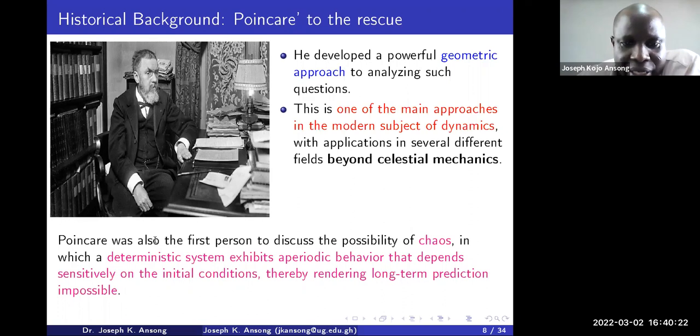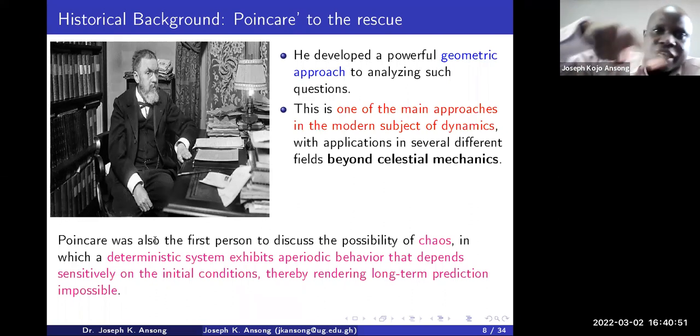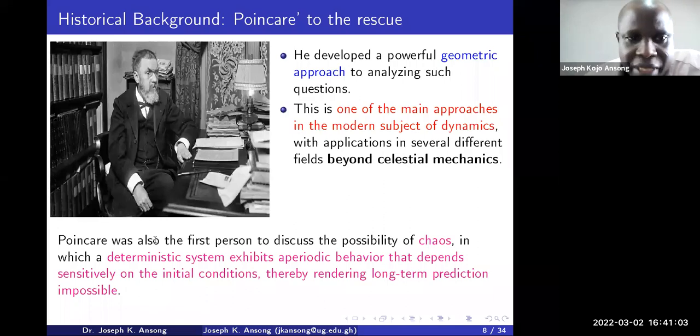And he also was the first to discuss the possibility of chaos. Chaos is a deterministic system that exhibits aperiodic behavior. In other words, you don't have things moving in circles. But they depend sensitively on the initial conditions, which means that it is very difficult to do long-time predictions. So he came up with the possibility that, instead of just having this planet orbiting circularly or periodically, you can still have a system that is not periodic and has some crazy behavior. So he came up with that possibility.